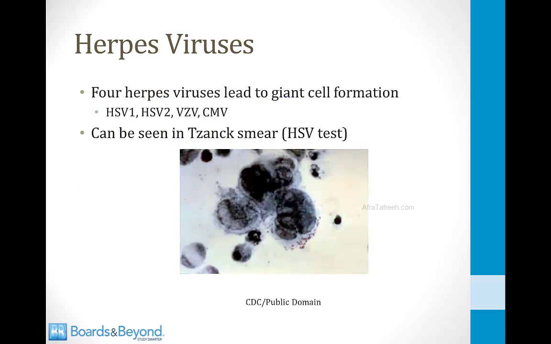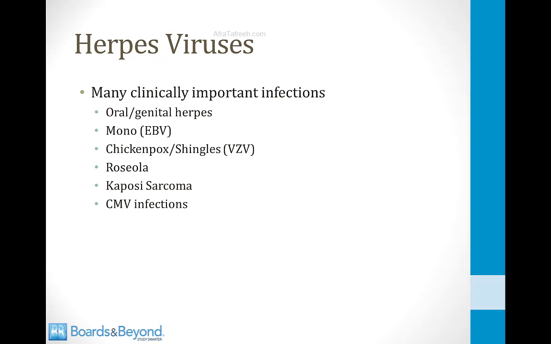Four of the herpes viruses can lead to giant cell formation. These are herpes simplex virus 1 and 2, varicella virus, and cytomegalovirus. And this is a picture of multinucleated giant cells on the screen here. One of the ways you can diagnose a herpes simplex infection is to take a scraping from a vesicle, and we'll talk about this later, and look at it under the microscope. This is called a Tzanck smear, and if you see these multinucleated giant cells, then that's one way to diagnose herpes infection.